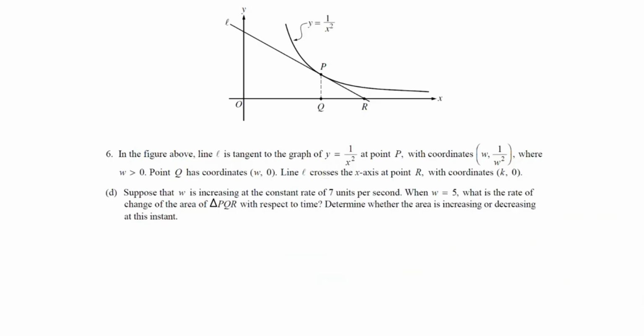And then our last part here, part D, says suppose w is increasing at that same rate of 7 units per second. When w is 5, we want to know what's the rate of change of the area of that triangle PQR with respect to time, and to determine whether that area is increasing or decreasing. So the area of that triangle, it's just a triangle, right? So it's 1/2 the base times the height. Well, the height's really easy, right? The height is just 1 over w squared, right?